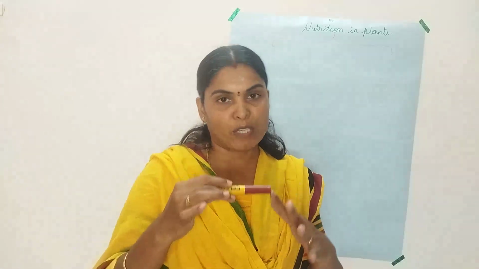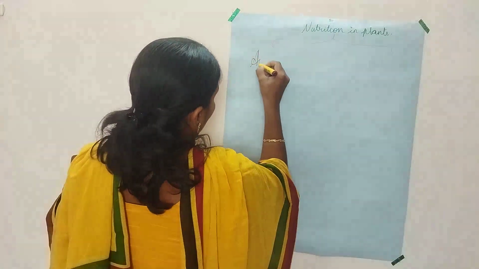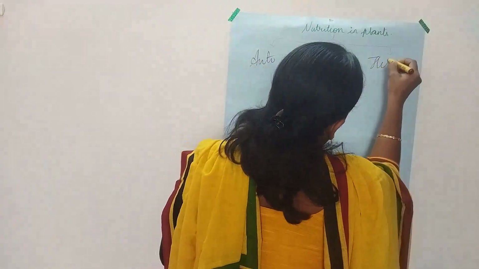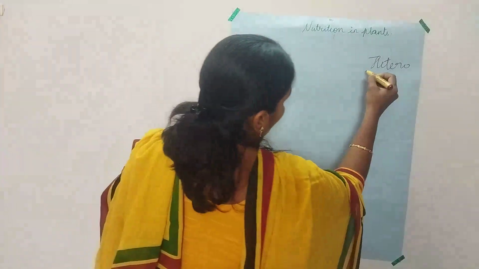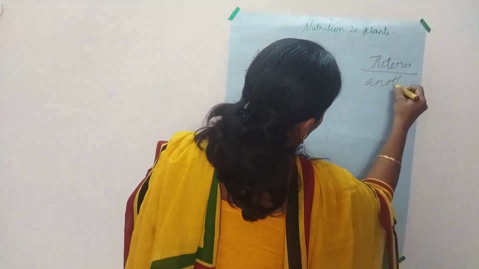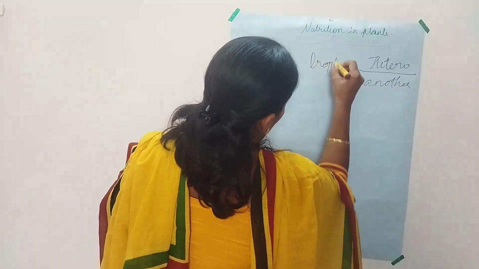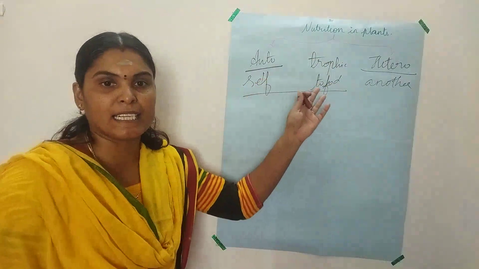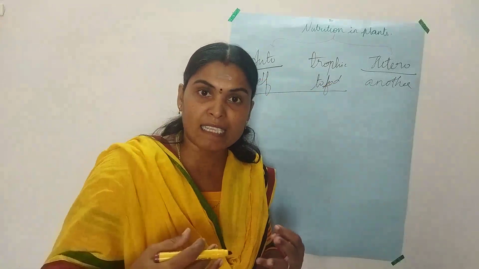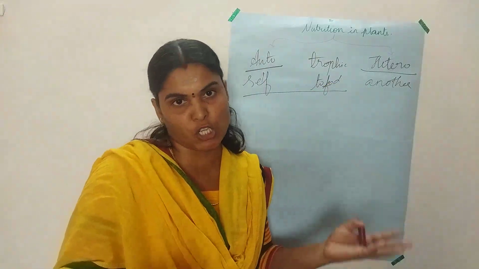We have come across carbohydrates, proteins, fats, vitamins and minerals. These items are called nutrients. So how do we get these? There are two types of nutrition. One is autotrophic. One is heterotrophic. What is meant by auto? Auto means self. Hetero means another. Trophic means to feed. So from this, it is clear that autotrophic means the organisms which can prepare their own food are called autotrophs.